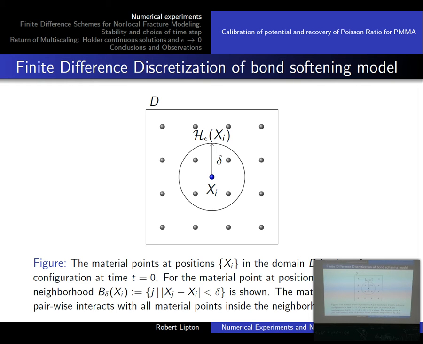Suppose this is the schematic, and Xi is the center point of the neighborhood. Well, this is H epsilon, and it should be H delta. This is the radius, which is delta. So everybody in this neighborhood interacts with that point, and these points out here do not interact with that one.